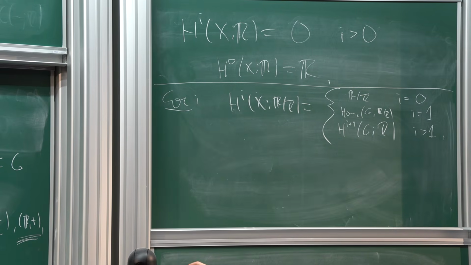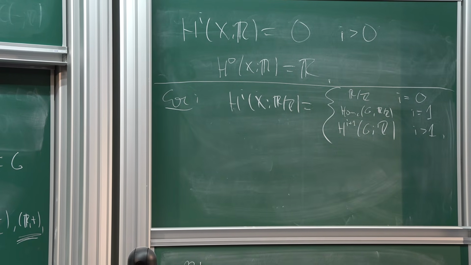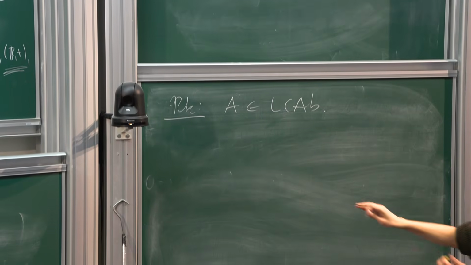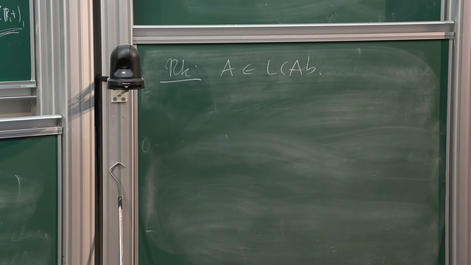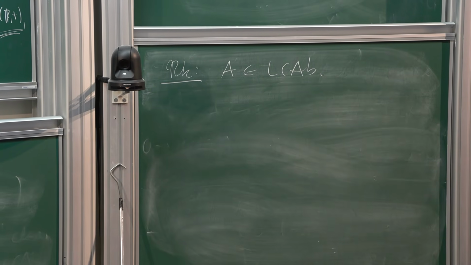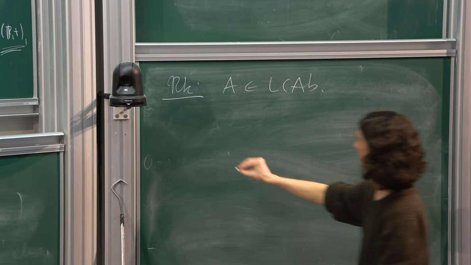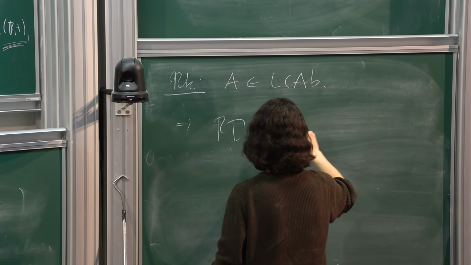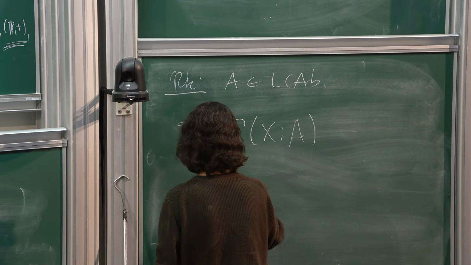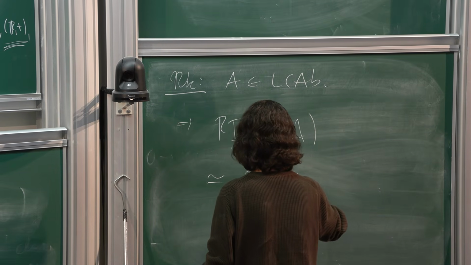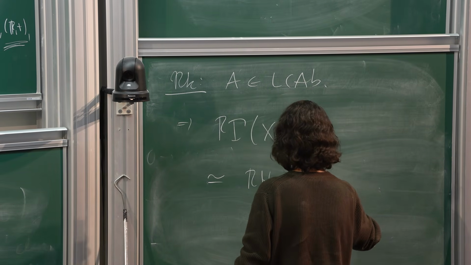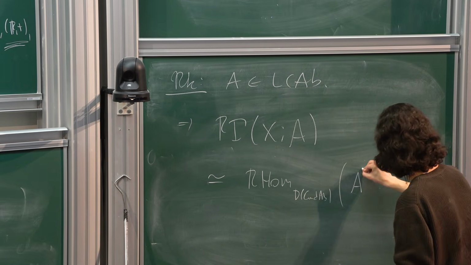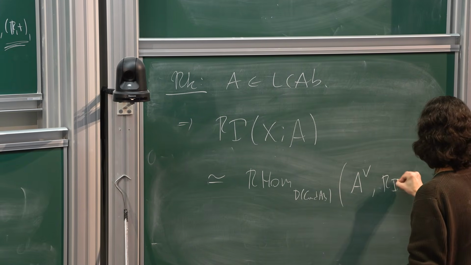So now let me make a remark. Suppose A is now a general locally compact abelian group, and you want to know the cohomology of X with coefficients in A, then you can actually reduce to this case. So let me write it like this. R gamma of X with coefficients in A is the same thing as R Hom in D of Cond Ab from the Pontryagin dual of A to this R mod Z cohomology.